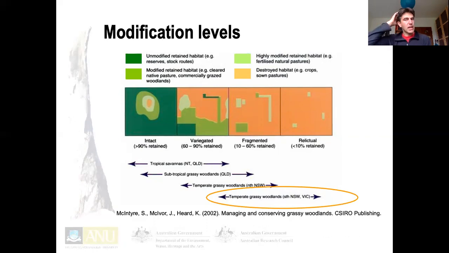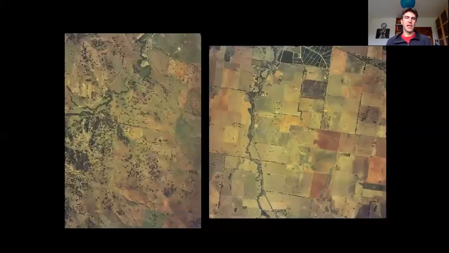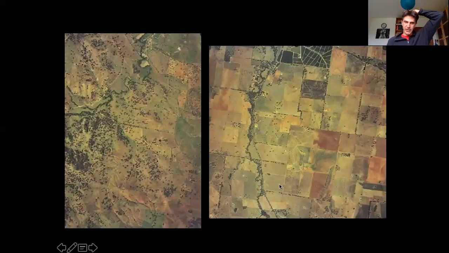When we take a look at how this kind of landscape change applies to southeastern Australia, a lot of the temperate grassy woodlands fall in this category of fragmented to relictual landscapes. So we have very little of the original native vegetation cover left in this landscape. On aerial photos, it looks something like this. An area that used to be almost continuous woodland cover is now just sparse tree cover, something like 10% of the landscape is actually covered by woodlands now.